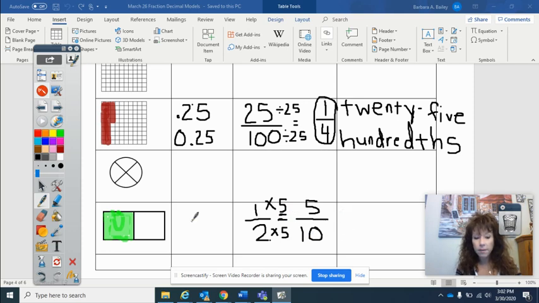And 5/10 I can write as a decimal. That is 5/10. Or I can write it as 0 and 5/10. Okay, and the words 5/10.